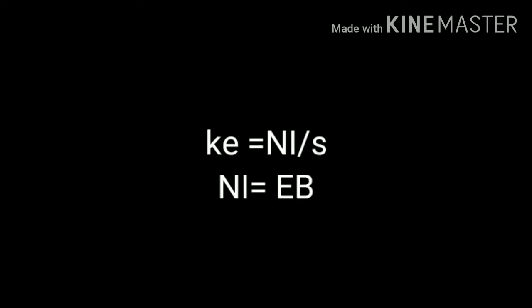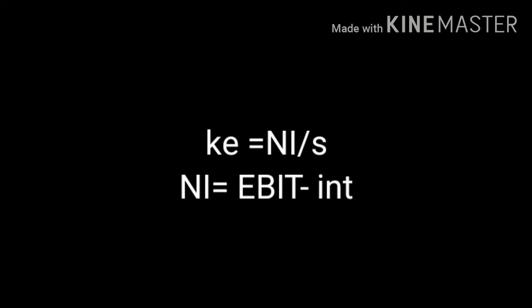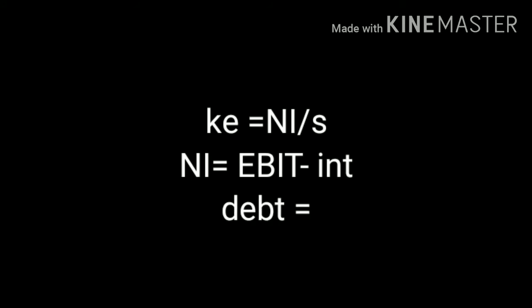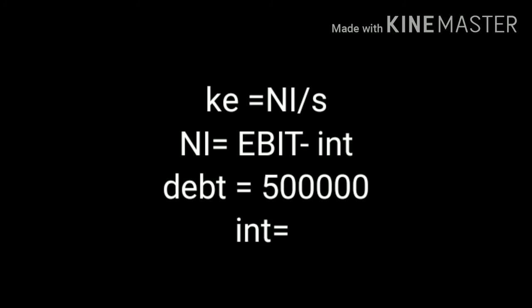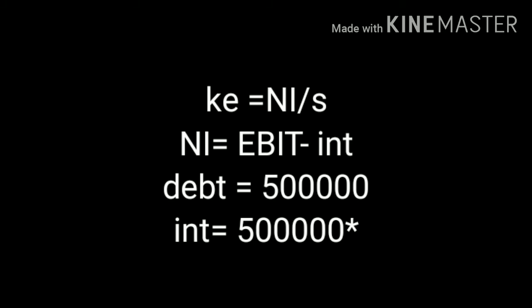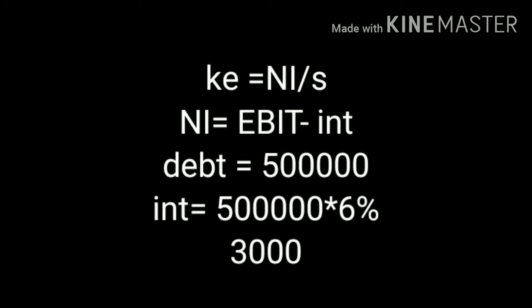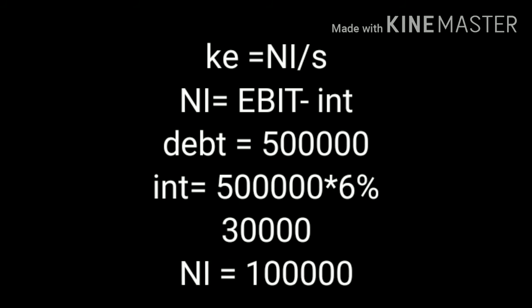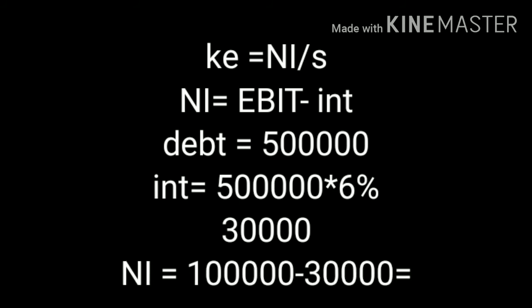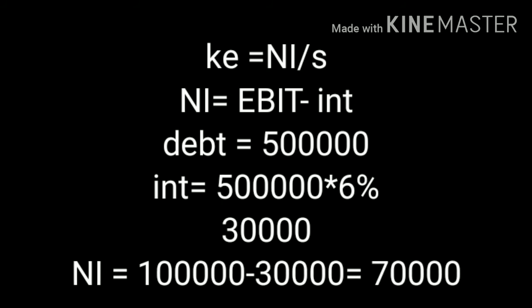Then next step is calculation of KE. KE is equal to NI divided by S. Here NI is not given. We want to find out NI, the earnings available to equity shareholders. EBIT is given, that is 1 lakh. From EBIT, we want to deduct interest, tax and preference dividend. Tax and preference dividend are not given in your question.